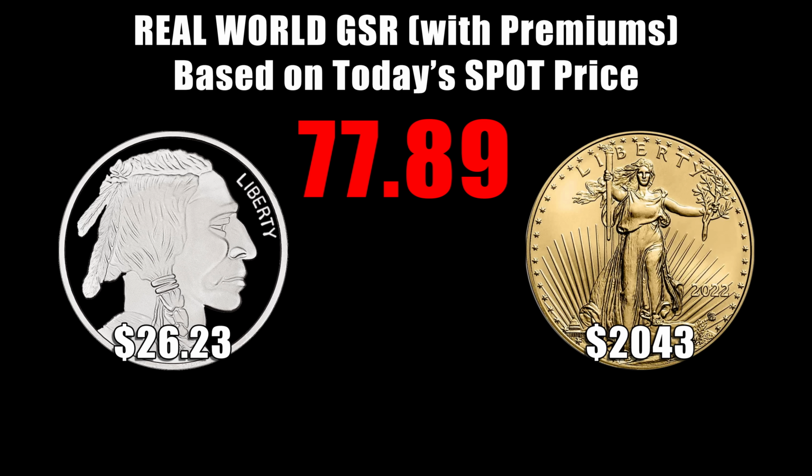Now, of course, if we look at that with those real world numbers, you can see that the GSR comes down to 77.89 based on current spot prices and average premiums. Of course, things can change. You can buy a 100 ounce bar that makes it a lot cheaper per ounce. And of course, there are bulk discounts if you buy a lot of silver at once. But generally, this is the idea without making it too complicated.